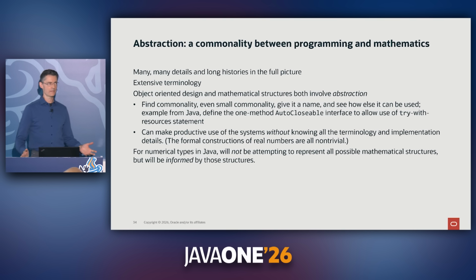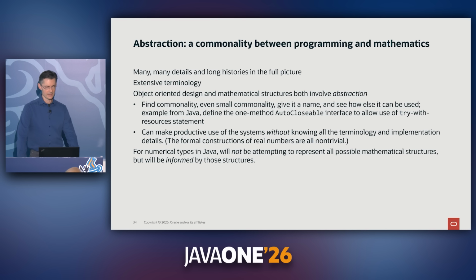So what are some of these commonalities between abstract algebra numbers and collections that we're more used to? Both areas have lots of details on a long history. There's lots of terminology specific to the field that might be unfamiliar. And fundamentally, they both involve abstraction. They both involve finding a small piece of commonality, separating that out, and then figuring out more ways to do that. We do that in Java as well.